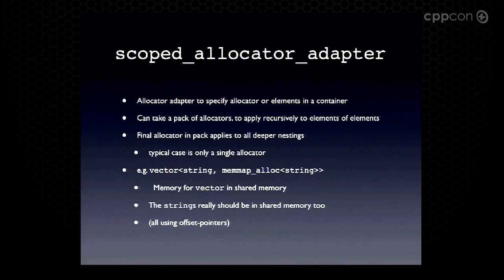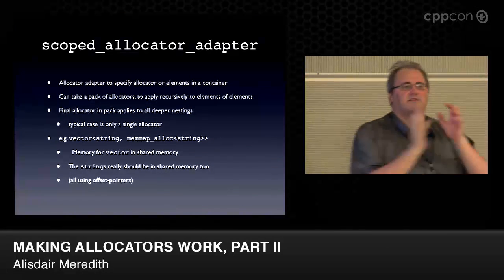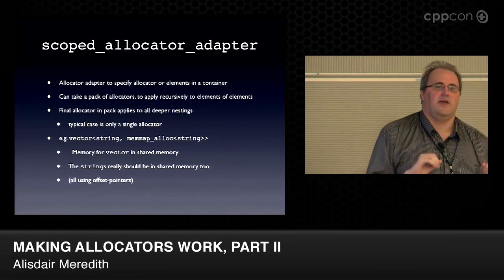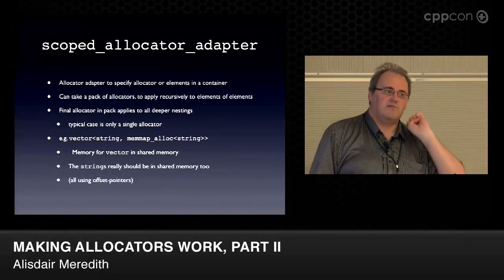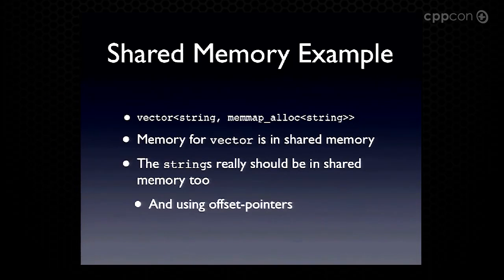This is the allocator you want to use if you've got the idiom that the elements in your container have the same allocator as the container itself. My classic example here will always be the shared memory allocator, because that really is a vital property for your shared memory allocators. So let's walk through an example of using it. I want to be able to write something simplish like a vector of strings using a memory mapped allocator for strings.